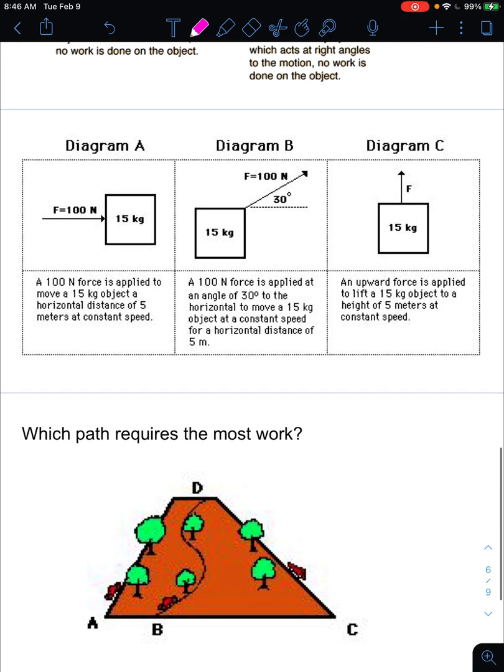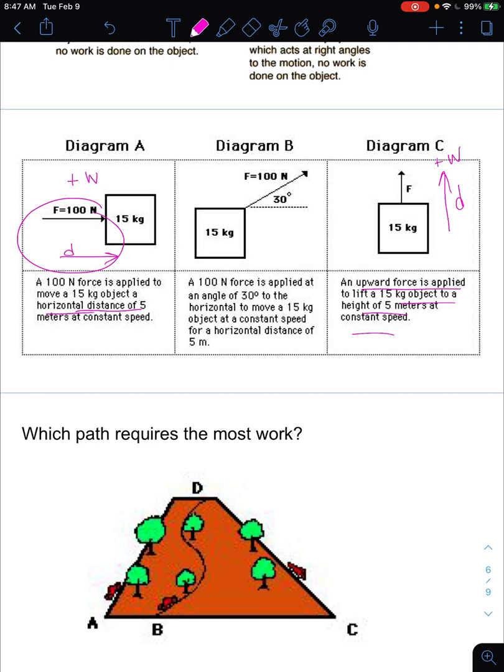For these diagrams, A, B, C, it says that the force is to the right and the distance is 5 meters horizontally. So we've got a distance to the right and a force to the right. There's going to be positive work done. This one says an upward force is applied to lift an object to a height of 5 meters at a constant speed. So it's an upward force and an upward displacement. That's going to be positive work as well.